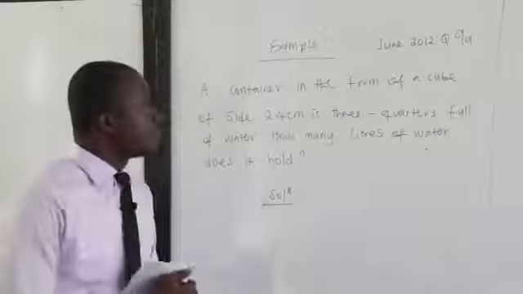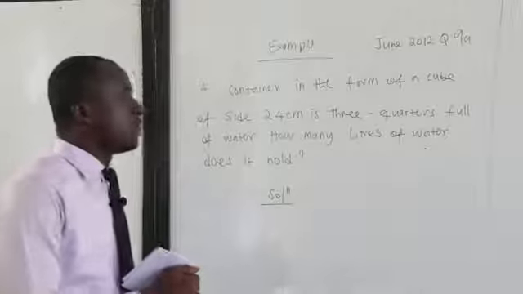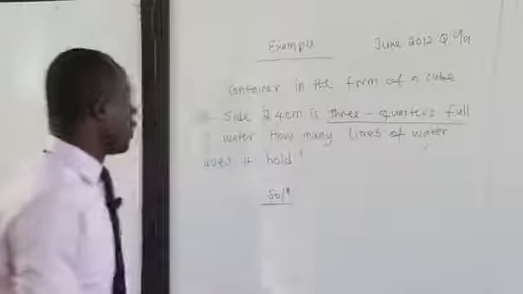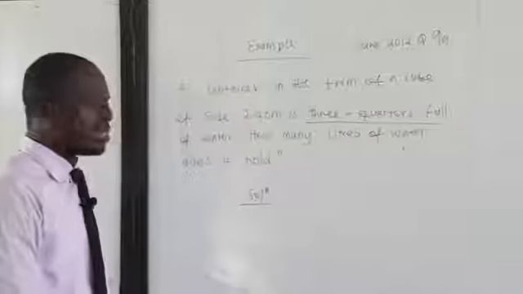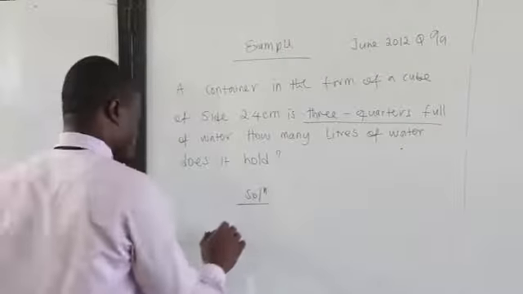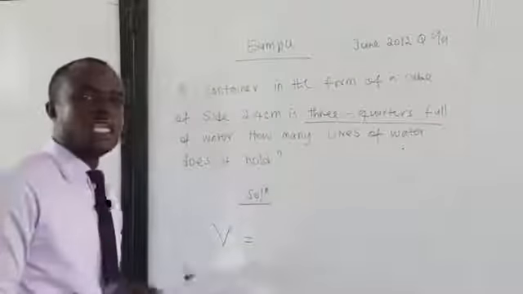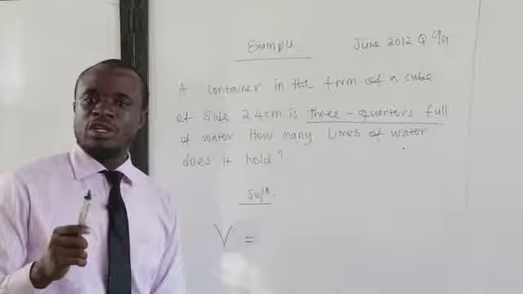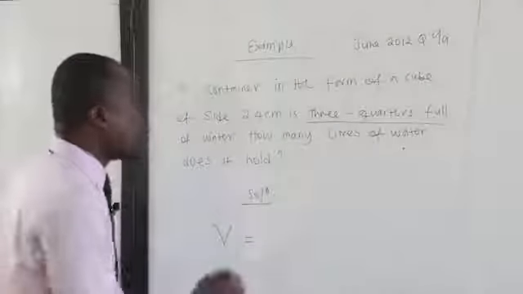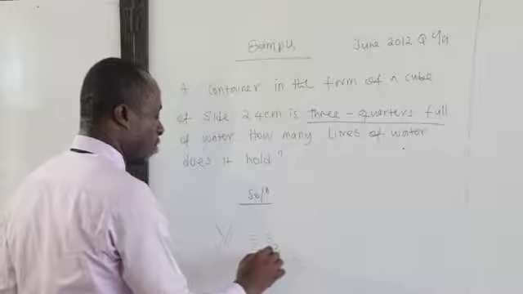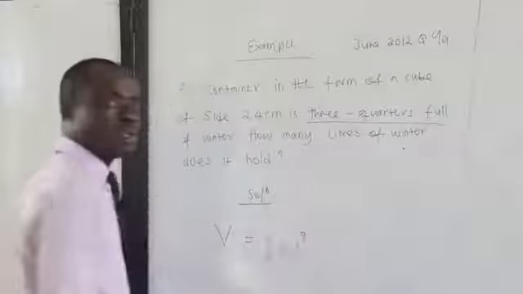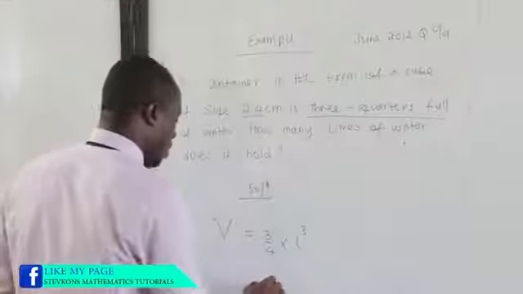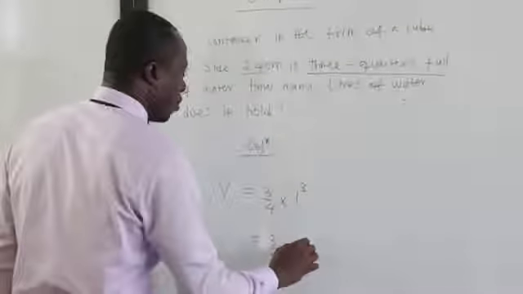Now let's consider this. A container in the form of a cube of side 24 centimeters is 3/4 full of water. How many liters of water does it hold? Now, volume. With a cube, all the sides are the same. So if you want to find the volume, it is L to the power 3, that is L times L times L. But then we have been told it is 3/4 full, so we have 3/4 times L to the power 3. Now, what is the side? The side is 24. Clearly, we have 3/4 times 24 to the power 3.